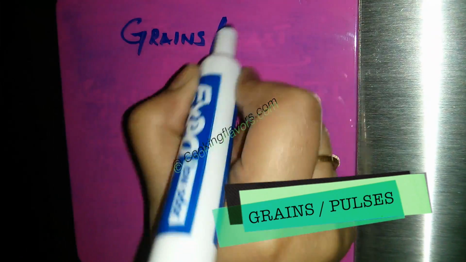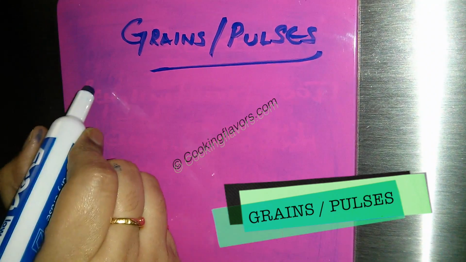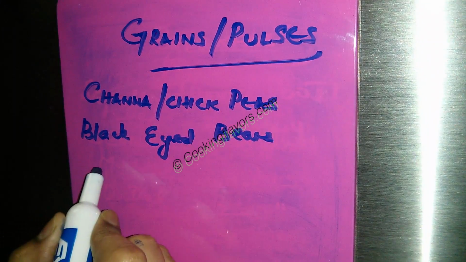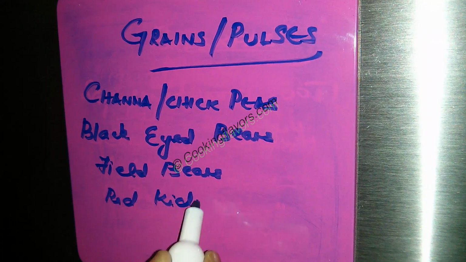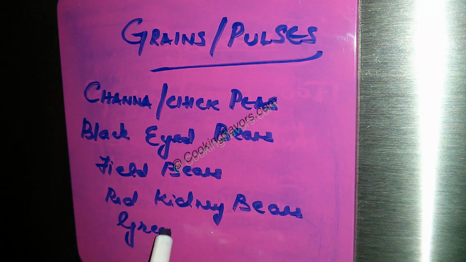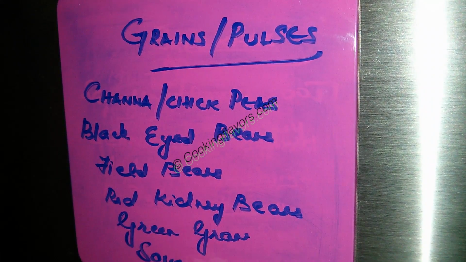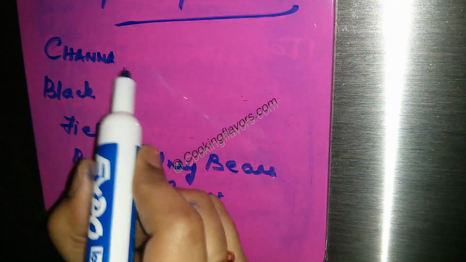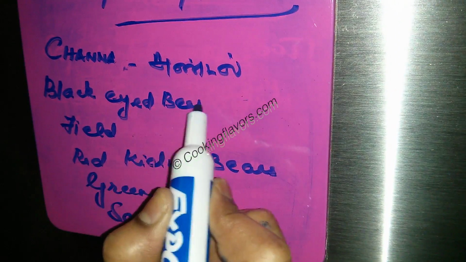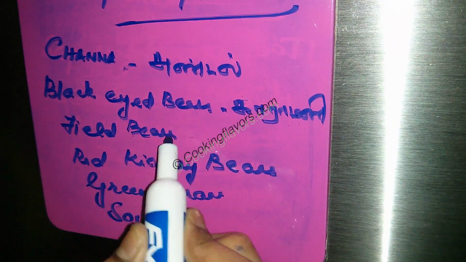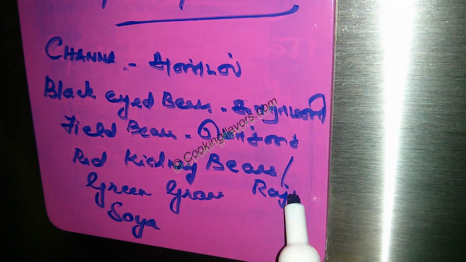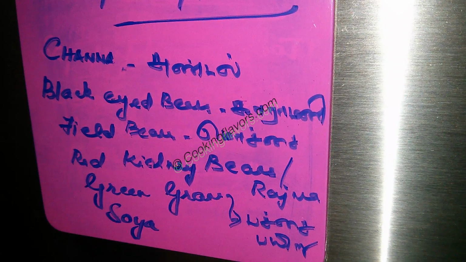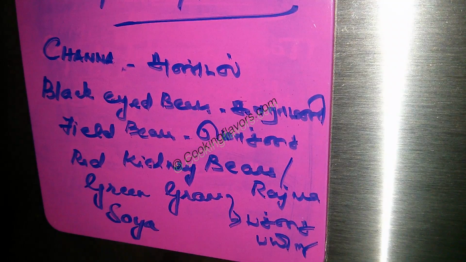The next category or group of items are grains or pulses. The other grains or pulses other than the dals are chana or chickpeas, black-eyed peas, field beans, red kidney beans, green gram, and soya. So chana, chickpeas, is the one which is sundal or konda kadala. You can also get the white one or the black one. The black-eyed beans is nothing but karamani. Field beans is mocha or mochakotta, which we use in karakorambu and all. Red kidney beans is rajma. Green grams is pachapaira, and of course soya.